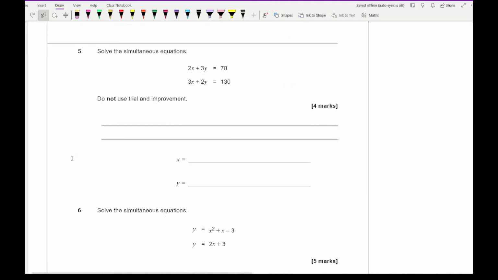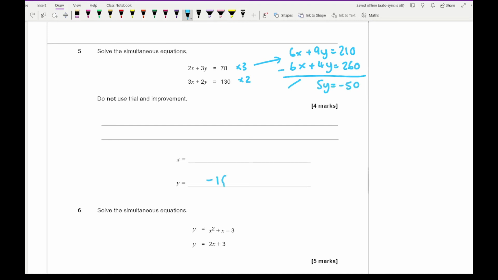Then moving on to question 5, again we've got another standard simultaneous equation question, but here our x's and y's are different. So again, make a decision when you want to make the x's the same or the y's the same. I'm going to go for x's, so we'll multiply the first equation by 3 and the second equation by 2, and let's have a look at what I get. I'm going to end up with 6x plus 9y equals 210, and for the second one 6x plus 4y equals 260. Then taking away the two equations, because the x is the same sign, I end up with 5y equals minus 50, so y equals minus 10.